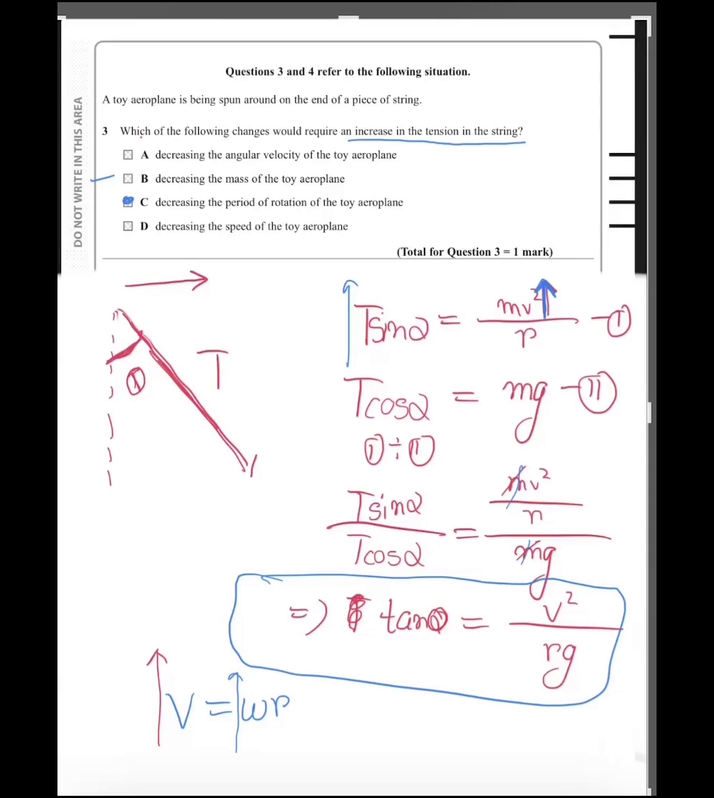The next one is D, decreasing the speed of the toy airplane. So if we decrease the velocity, the tension would decrease. So D would not be the answer either. So the answer is C.